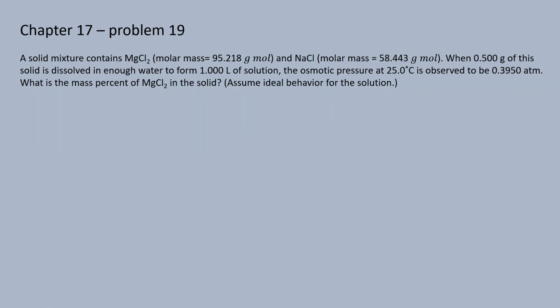So we have a solid that weighs 0.5 grams. And so some of it is going to be magnesium chloride, and some of it's going to be sodium chloride. So we don't know how much of each. So let's say we have X grams for magnesium chloride. Instead of putting Y for the sodium chloride, I'm going to put 0.5 minus X.